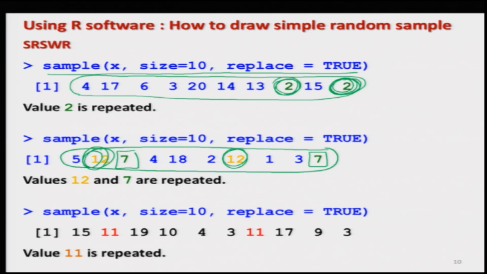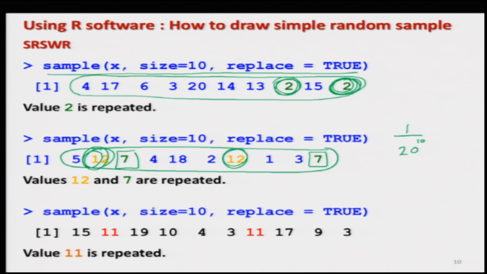So, more than one value may also repeat in the sample, and an extreme case would be that the same value is repeated 10 times. But again, the probability of such an event will be very, very small. Why? Because in this case, the probability of selecting a sample is 1 upon capital N, that is 20 raised to the power of small n, which is 10. Now, you can compute this probability and you can see that this is very, very small. So, the probability of repetition of a sample is extremely small.